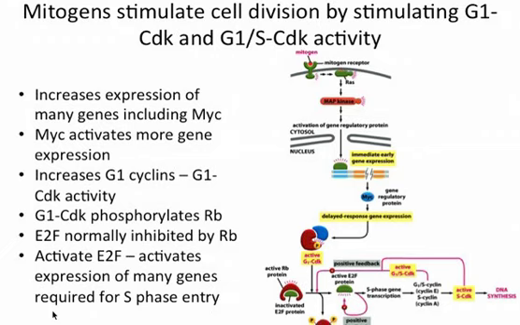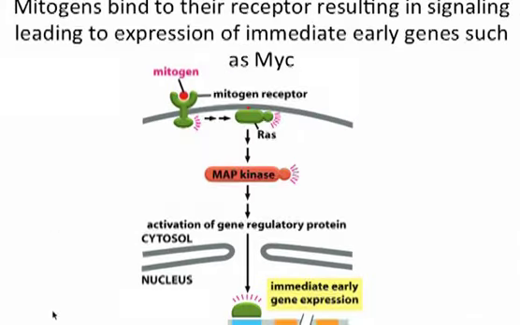So right now, RB is holding on to E2F, keeping it inactive, right? Because you don't want to go into S phase if it's not time. And G1 CDK comes along, phosphorylates RB, changes its conformation, changes its shape, and then it goes away, and liberates E2F. And now E2F can go on and induce gene expression of a whole bunch of genes, many of which activate S phase. Okay, so we'll go through this a little bit more, right?